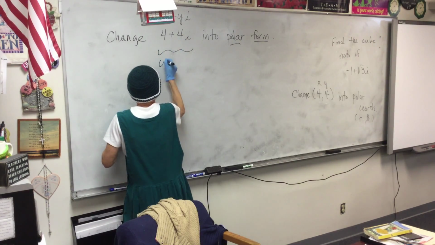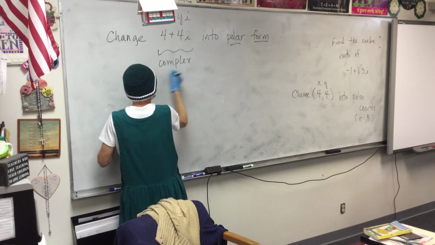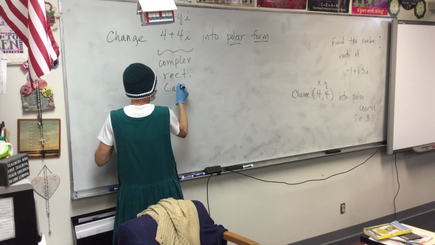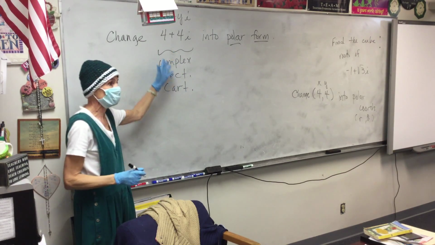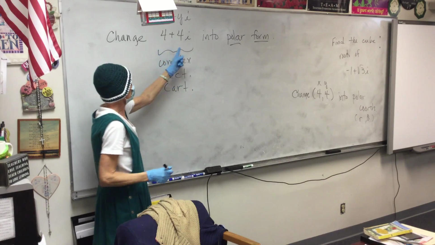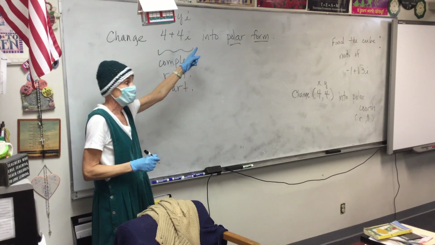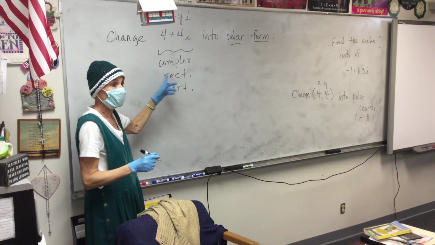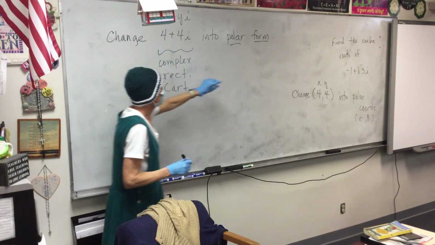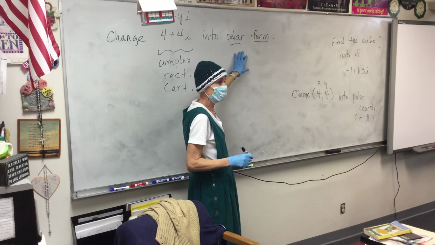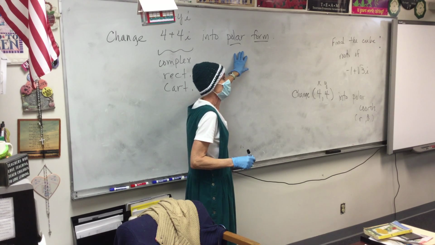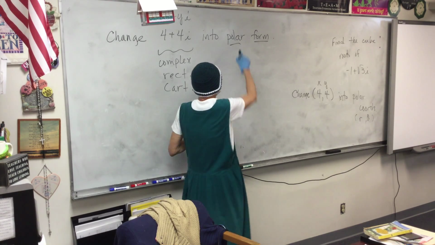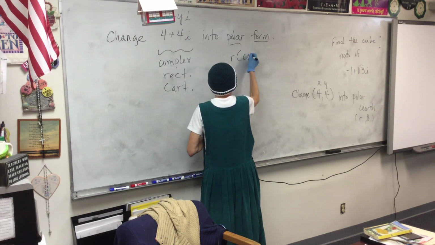This is called complex, rectangular, or Cartesian. All those mean the same thing. x plus yi, rectangular, Cartesian, or complex. You're going to take that number and change it into polar form. Now, what does polar form look like? Polar form looks like this.